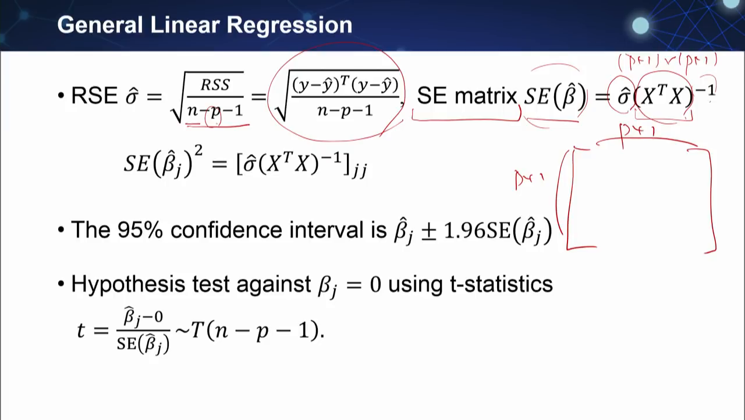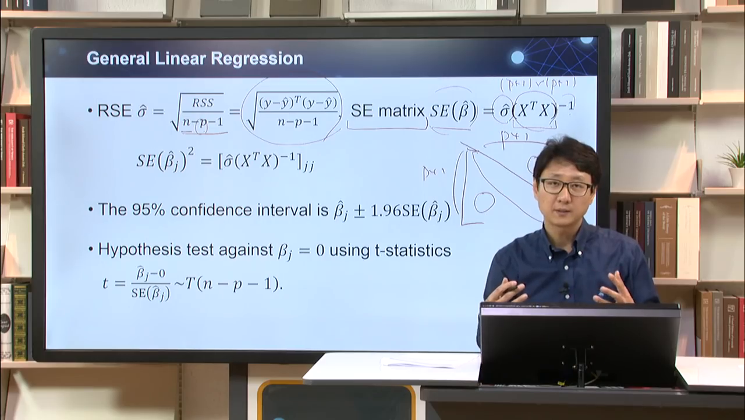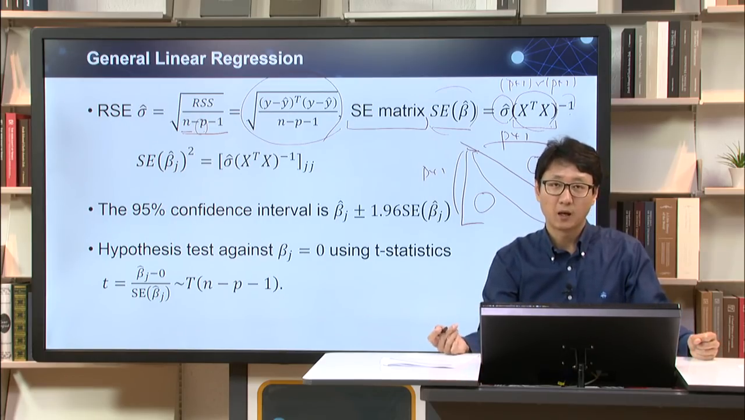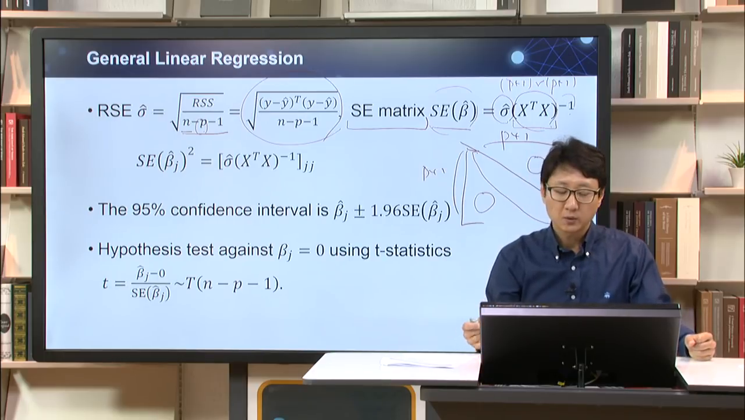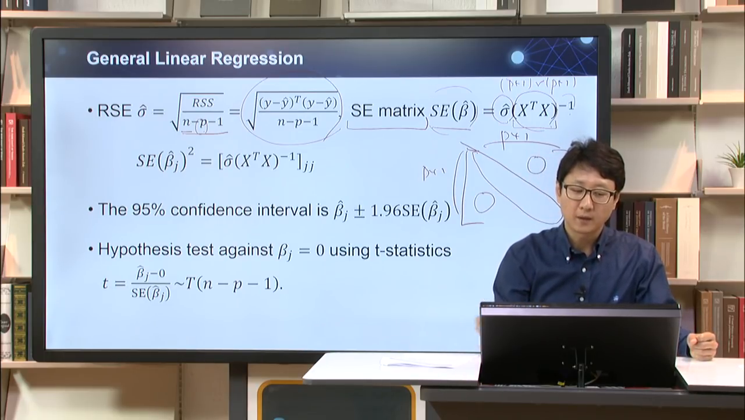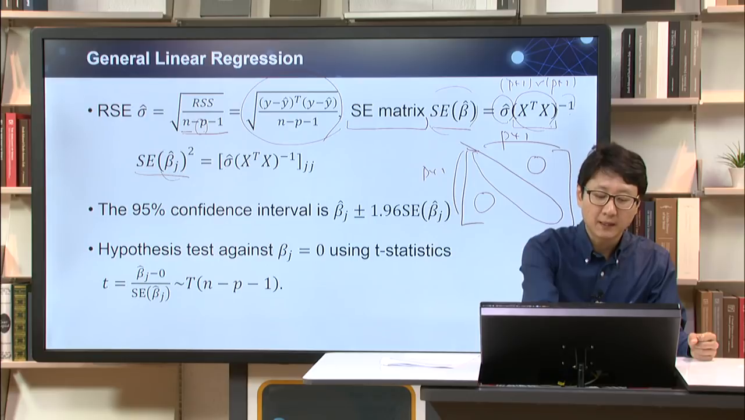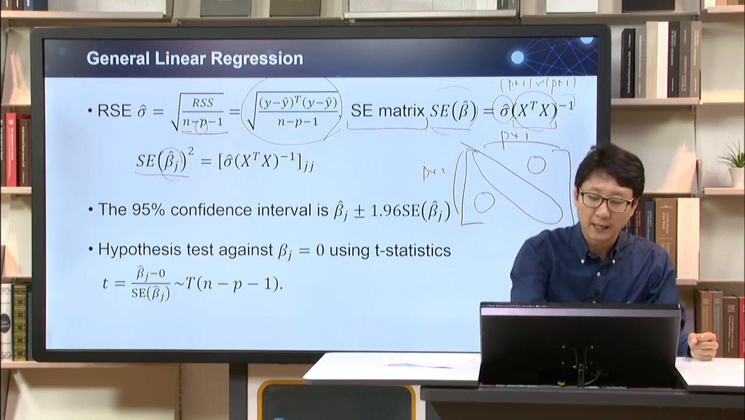It is a symmetric matrix. The diagonal elements are the standard errors, the standard error of each beta, and the off-diagonals are the covariances among these betas. So if we want to know the standard error of a beta, we just look at the diagonals.